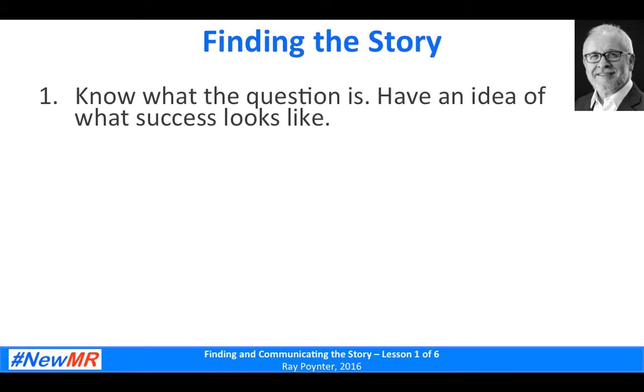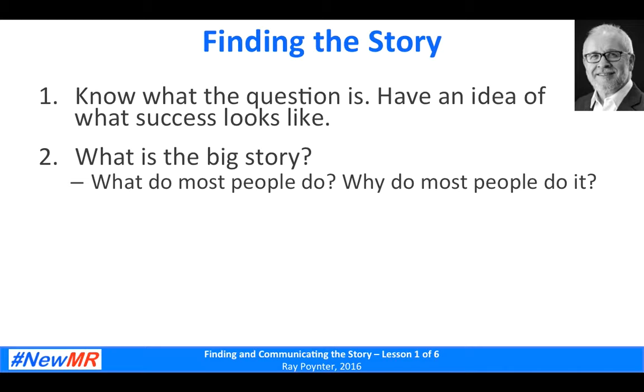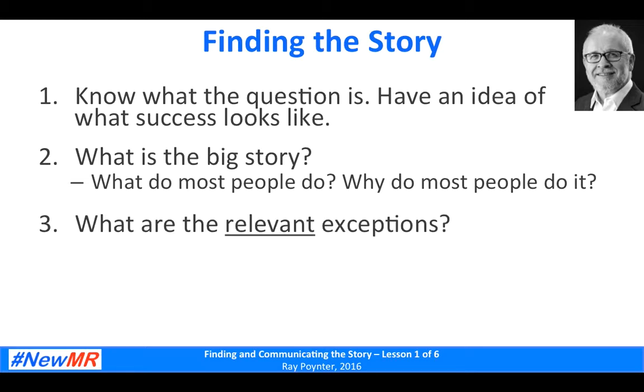So let's move on to finding the story. So we start with knowing what the question is, having an idea of what success looks like. And then we have to find what is the big story. What do most people do? What do most people think? Why do those people do it? Too often I see people diving into the weeds and looking at crosstabs and multiple columns. And we need to come back to that point about a comparator. You have to have something to compare those columns to, and that is the big story. Once you understand the big story, you've got a framework you can put the rest of it to.